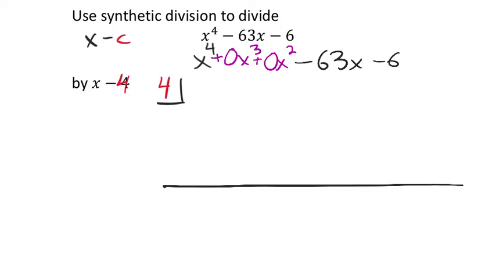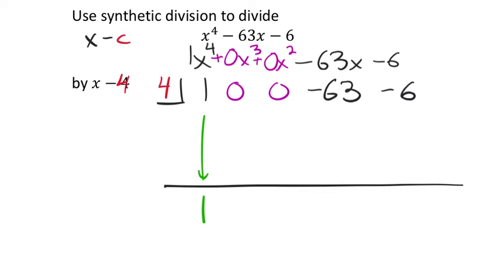But now those coefficients I'm going to list in order, right? Because we've got the phantom 1x to the power of 4, so there's 1, and then the 0, and then the 0, and then the negative 63 x's, and then the negative 6 finally at the end. So with synthetic division, we just drop the first value, the 1, there it is. And then we take the 1, multiply it by the c value, 4, and that will go here. That's 1 times 4, which is 4.